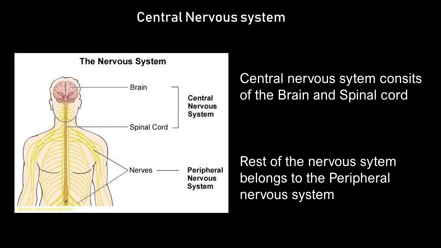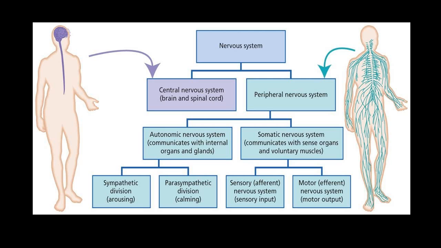So now we're going to talk about the central nervous system. So in this picture you can see the nervous system, but the nervous system is divided into two sections. So the brain and the spinal cord is part of the central nervous system, and the nerves that come out of it belong to the peripheral nervous system.